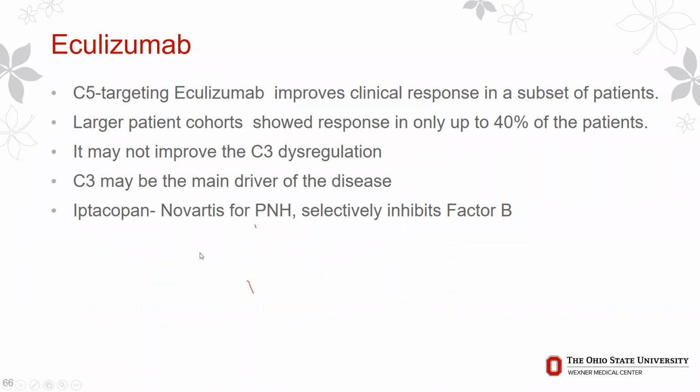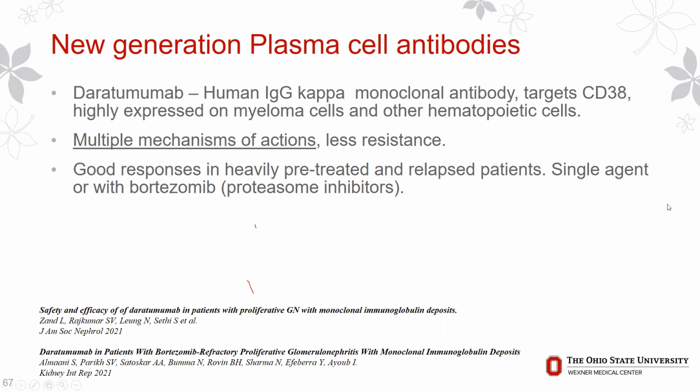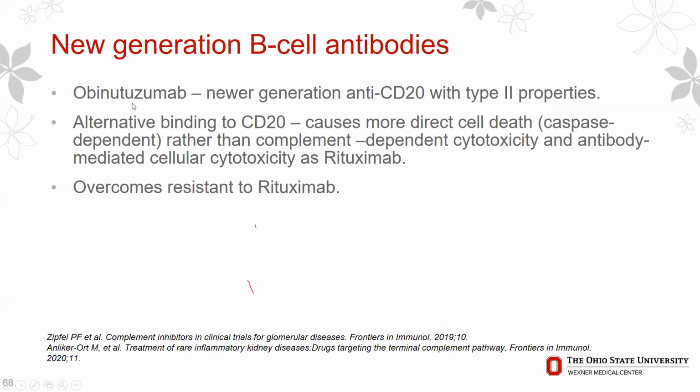And so now we have newer and newer complement blocking agents that act much higher in the pathway. Iptacopan inhibits factor B, blocking formation of C3 convertase. In addition, these patients also probably need B cell therapies and plasma cell therapies, not just complement blockade. Daratumumab has multiple mechanisms of action and tends to develop less resistance, and it shows a good response in pre-treated and relapsed patients who have not responded to bortezomib. And among B cell antibodies, the newer one is obinutuzumab. It's a newer generation anti-CD20 antibody, which has a slightly different way of binding to CD20 and has multiple mechanisms of action. So it overcomes the resistance to rituximab.